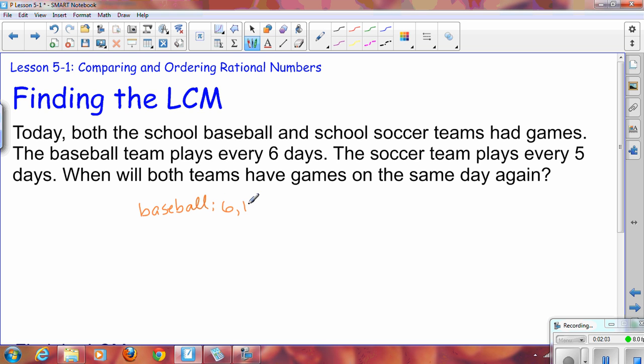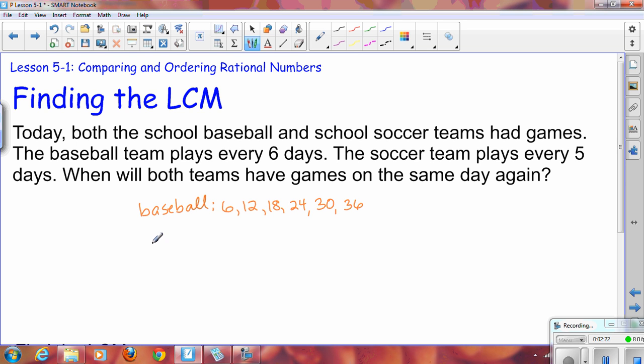After that, 6 more days, or in 12 days from now. And then 18 days from now. And then 24 days from now. Okay, and then 30 days from now. And then 36 days from now. Okay, you see how that works?